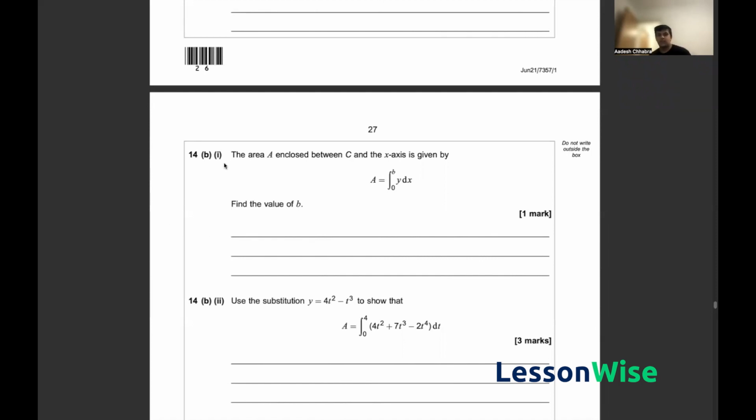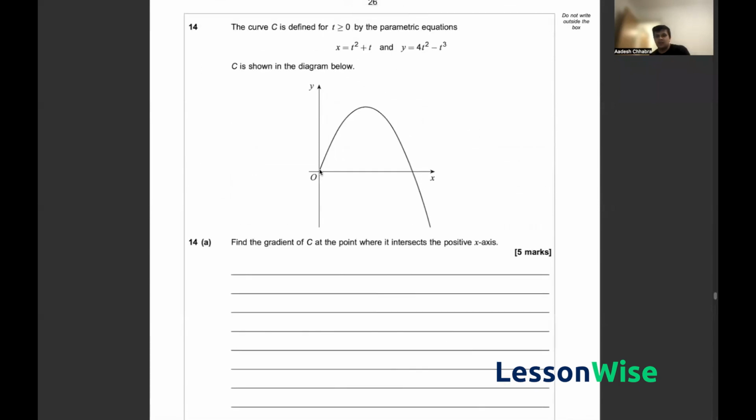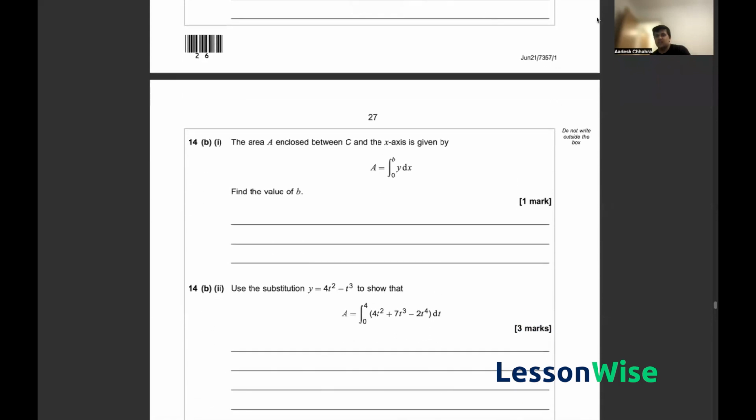So for the first part of 14b, we've been told that the area enclosed by C and the x-axis is given by the equation A equals the integral of y dx between 0 and b. If you scroll up to the graph, we can see that essentially means between this point here and this point here. Well, we know that this point is 0, and this point is the point at which y is equal to 0. And we know when y is equal to 0, t is equal to 4. We also know the equation for x, which is t squared plus t. So x would just be equal to 4 squared plus 4, which is 20. So thus b would be equal to 20.